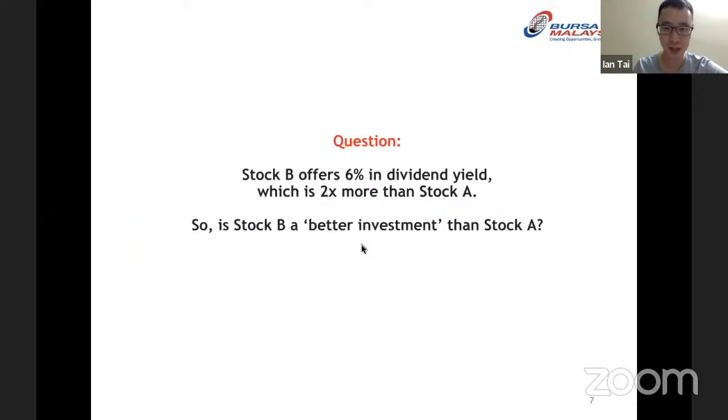Let's move on. Now, here's the question. All these things, very easy. It's nothing new under the sun. So the question is this. Stock B offers 6% in dividend yield, which is 2 times more than stock A, because stock A is offering 3%. So the question we want to answer is this: does that mean that stock B is always a better investment than stock A? Is stock B offering 6% dividend yield always a better investment as compared to stock A? That is the focal point for this webinar session.